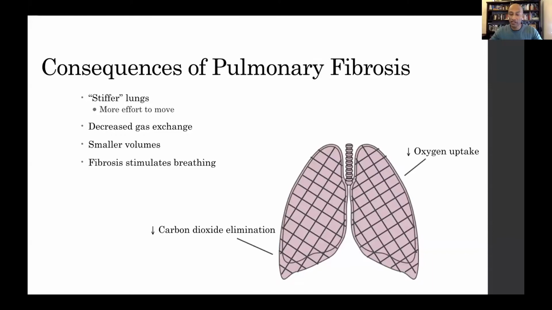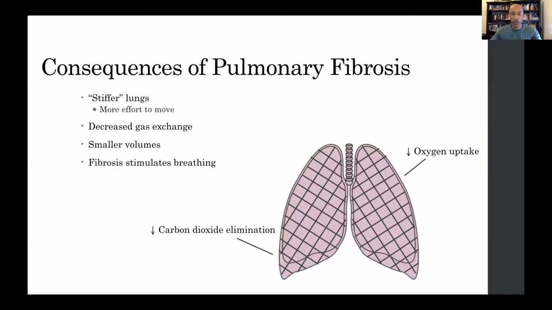There's decreased gas exchange, so your oxygen uptake is reduced, and your ability to blow out carbon dioxide is also reduced as well. Because you have scarring, the size of the lungs is also reduced. So you have smaller lung volumes, which means that they're less efficient. You have to breathe more frequently to get the same effect as you would if you had larger lungs.